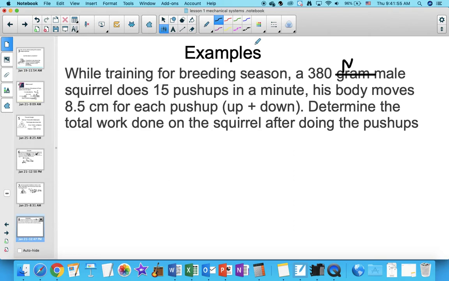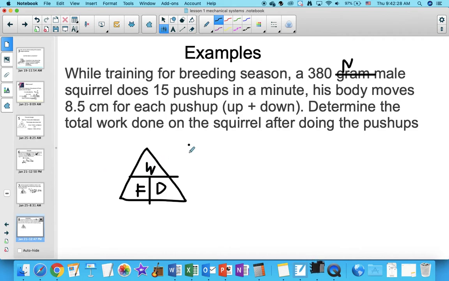So we have a 380 gram male, which can also mean a 380 Newton male squirrel. Okay, so then I go 380, so I know my force, so I do my triangle again, right? I'm looking for my work, I know my force, and now I need to find my distance. How do I find my distance? Well, it gives me 8.5 centimeters for each push-up. So I can find out how much work he does each push-up.